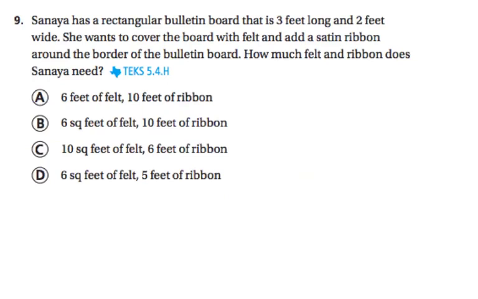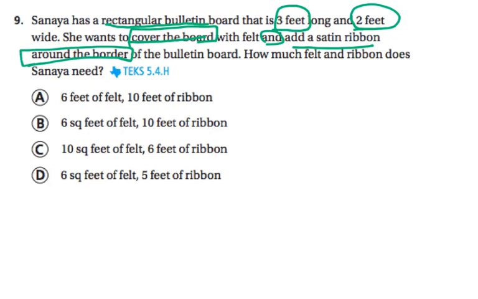Number 9. Sanaya has a rectangular bulletin board that is 3 feet long and 2 feet wide. She wants to cover the board with felt. And she's going to do something else. Add a satin ribbon around the border of the bulletin board. How much felt and ribbon does Sanaya need?